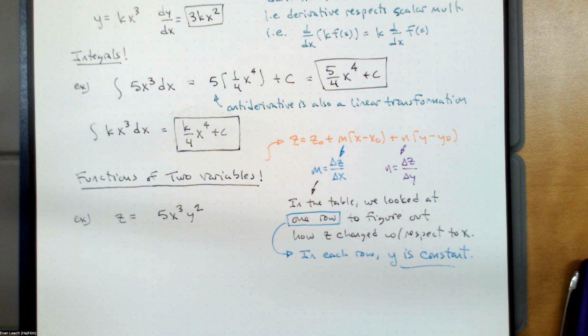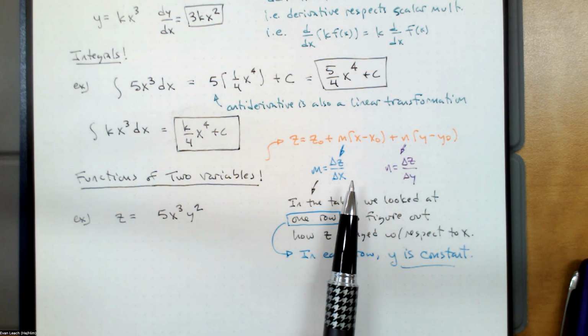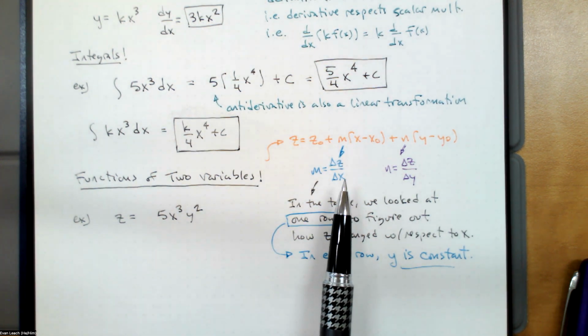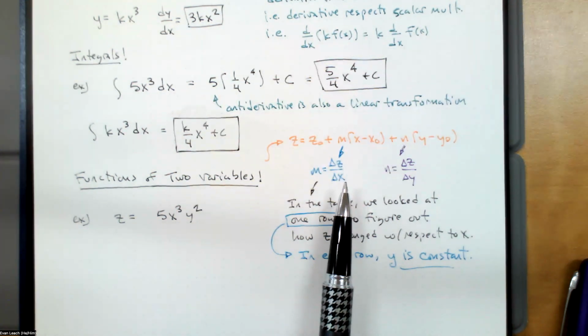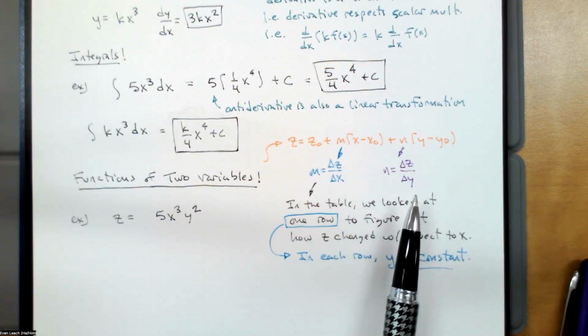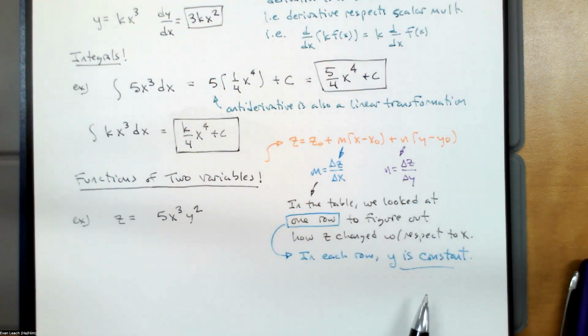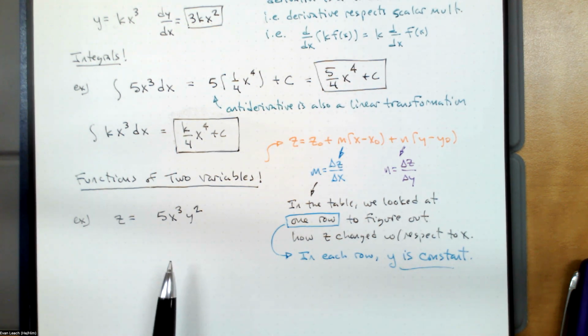That brings us to the business of today. We want to think about derivatives. We know that derivatives are slope. We know that if we have a function of two variables, we are looking for two slopes in our linear equation, a dz dx and a dz dy. The way we figured out dz dx is to keep y constant and see how z changes with respect to x. So now we're going to do that same thing.